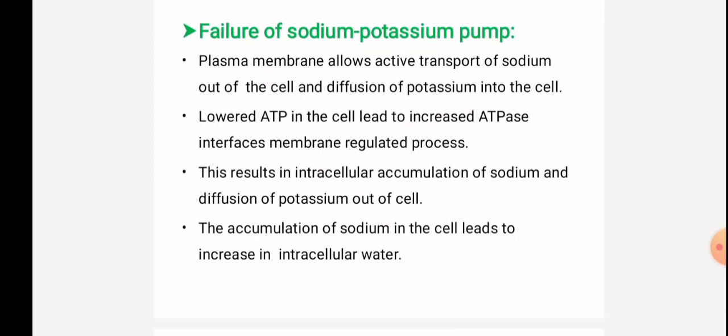Lowered ATP in the cell interferes with this membrane-regulated process. This results in intracellular accumulation of sodium and diffusion of potassium out of the cell. The process is reversed now. The accumulation of sodium in the cell leads to an increase in intracellular water.